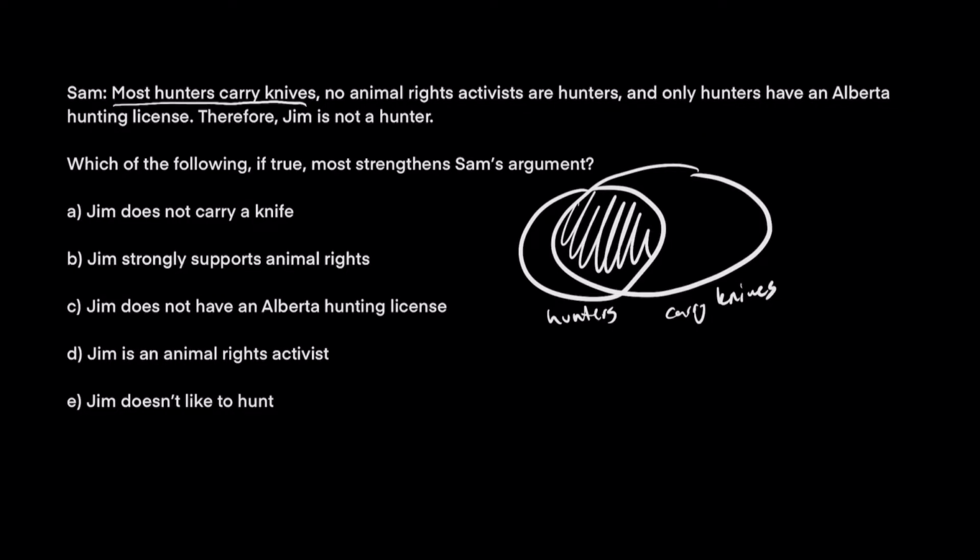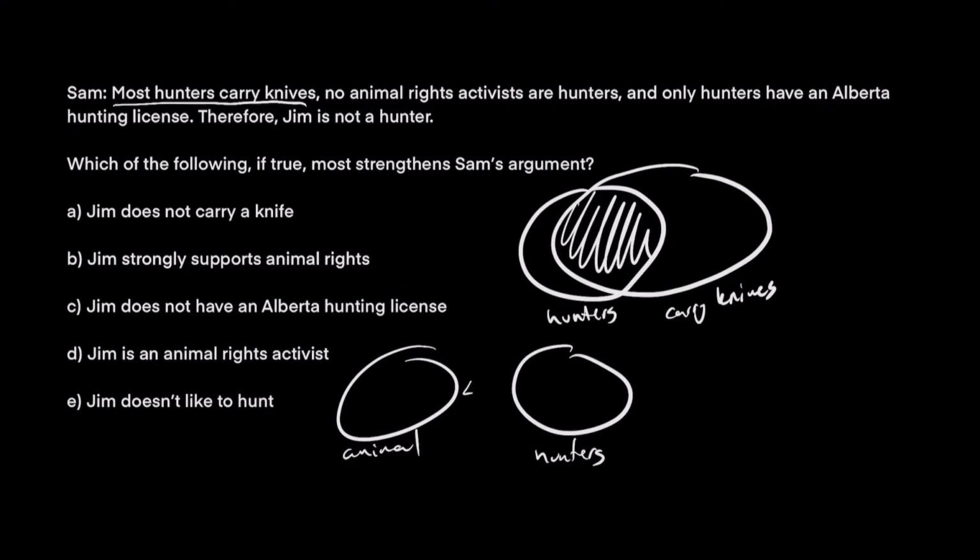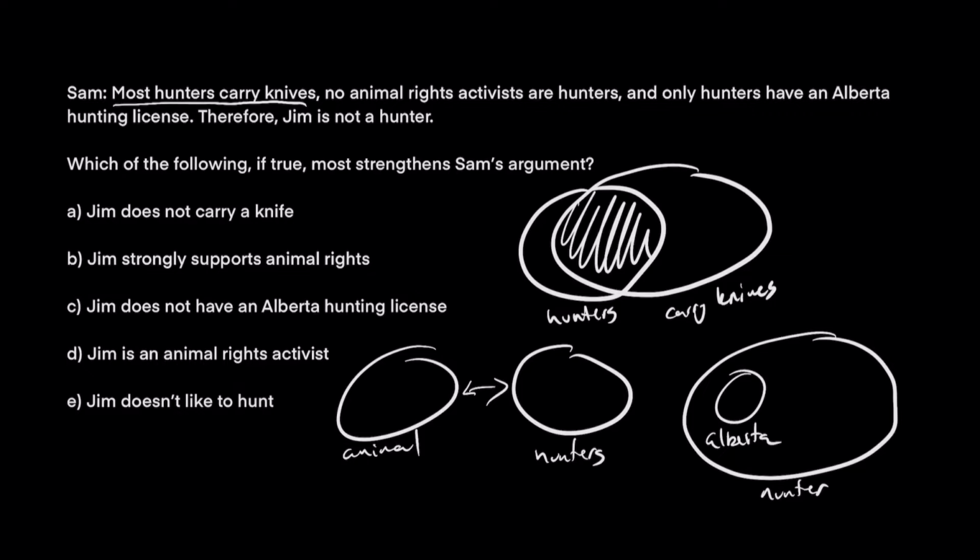The second statement, no animal rights activists are hunters. We have animal rights activists and we have hunters, and we know that they're separate, right? There's no overlap between those two groups. And finally, only hunters have an Alberta hunting license. So everyone that has an Alberta hunting license is a hunter. Okay, so the question is, which of the following, if true, most strengthens Sam's argument?